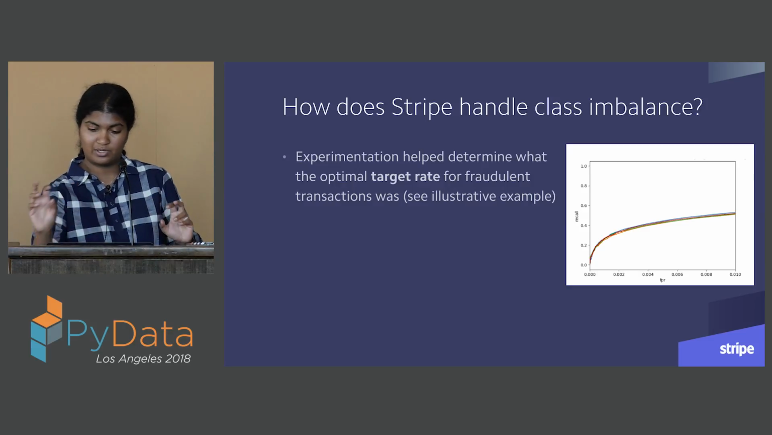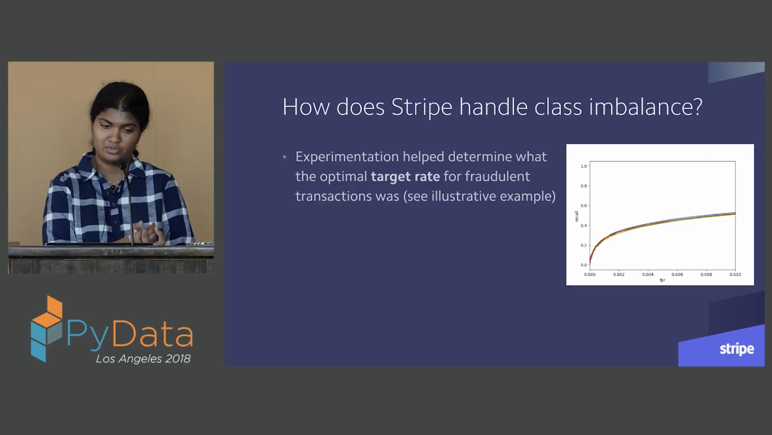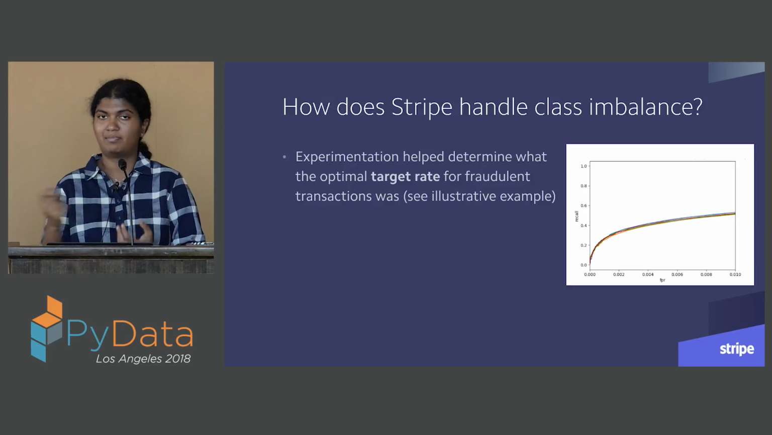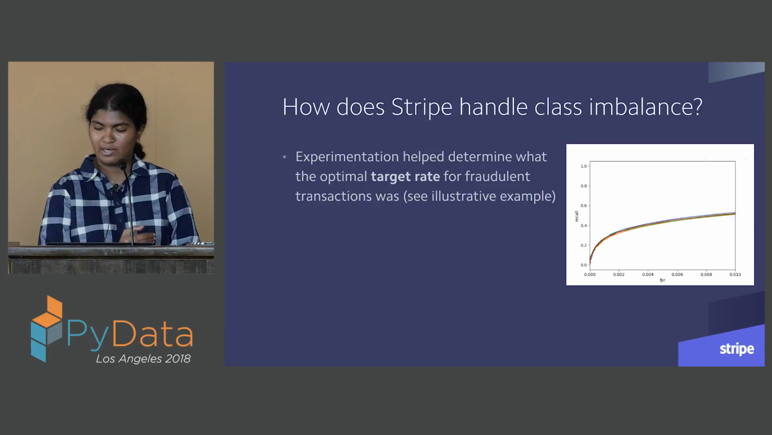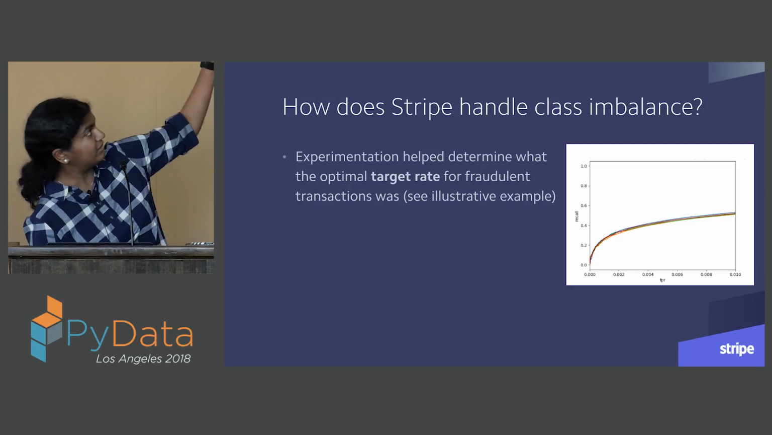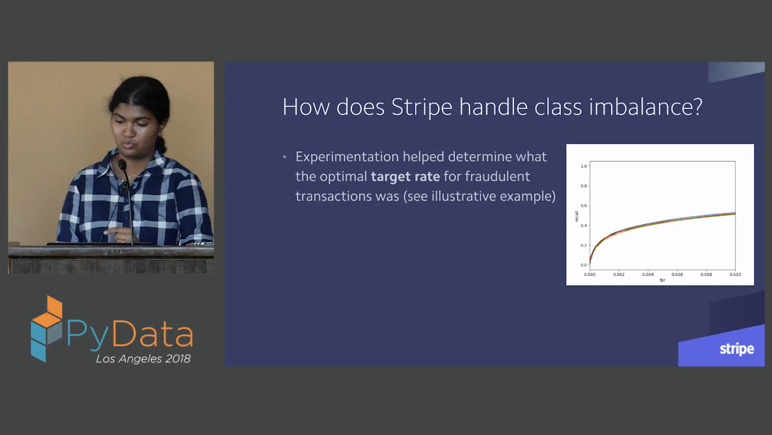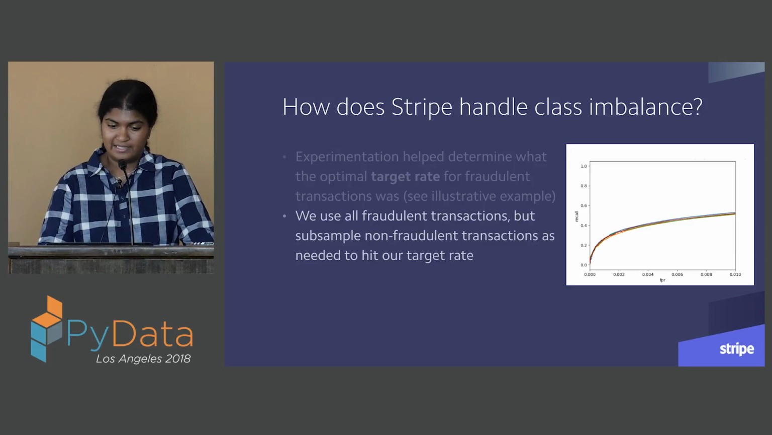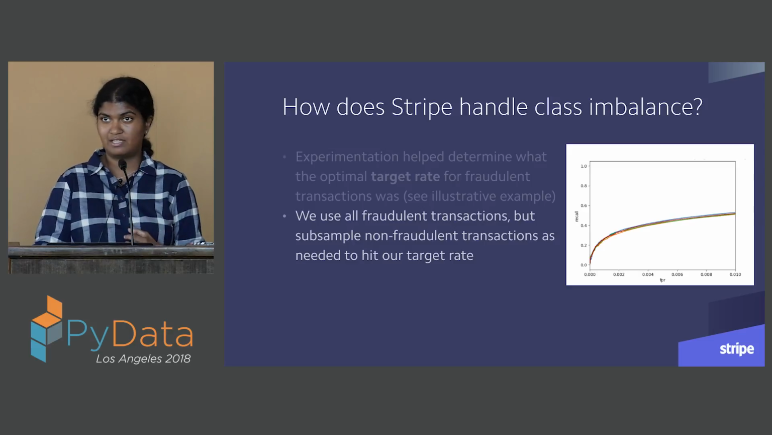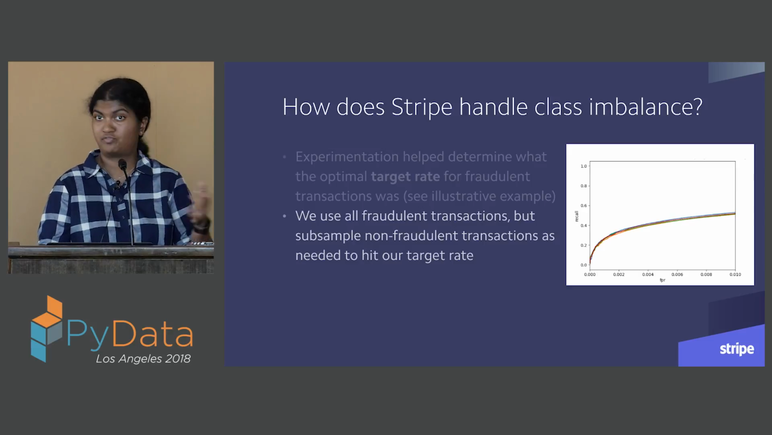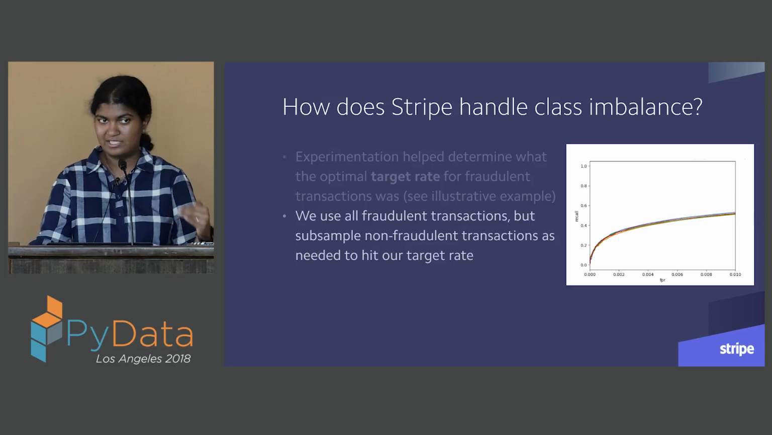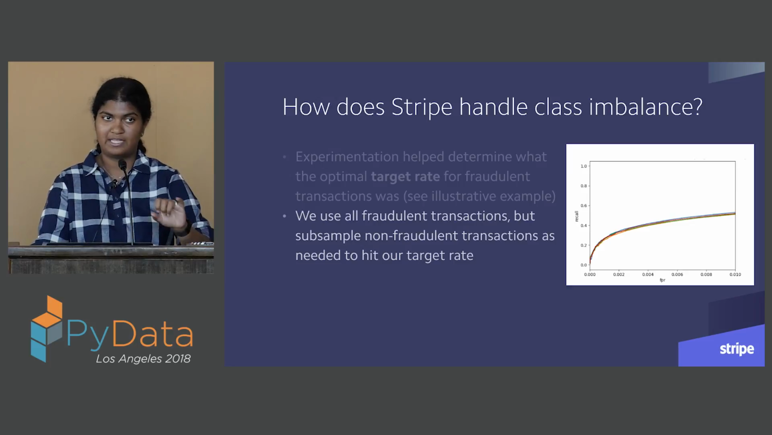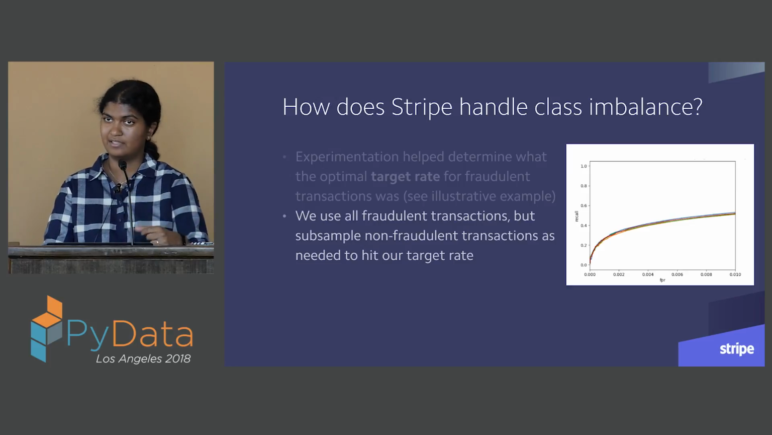We basically tried out different percentages where we said that we wanted our training data set to be X% fraud and 100 minus X% non-fraud. And we tried out different values of X. We plotted different ROC curves, and it's a little bit blurry, but one of them ended up working out the best. The way we make this happen is we keep all the fraudulent transactions we can get our hands on, because fraud is really rare. And we downsample the non-fraudulent transactions as needed, such that we can obtain that target rate for fraud in the training data set.